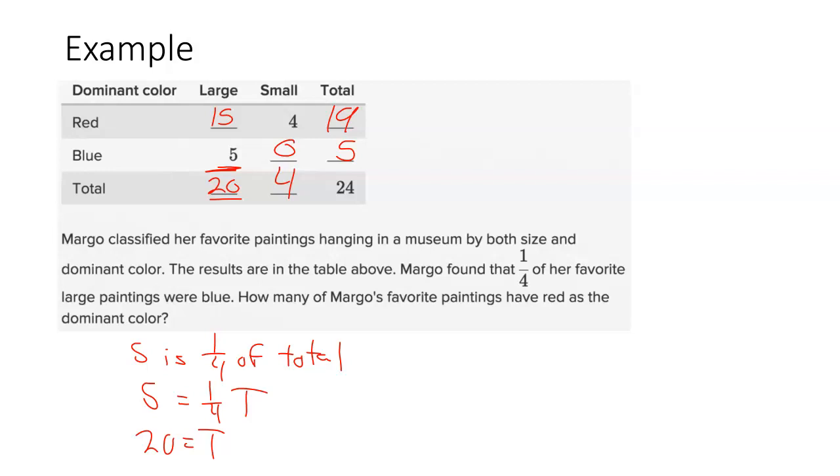Now, only one of those numbers is important to us. How many of Margot's favorite paintings have red as the dominant color? How many of her favorite paintings are red? I'm not asking for a ratio of comparing them. I want to know how many of her favorites are red. 19. Not a probability, it's just a count. It's a number. 19 of her favorite paintings are red. Boom, done. So once I found that number, I could have stopped.